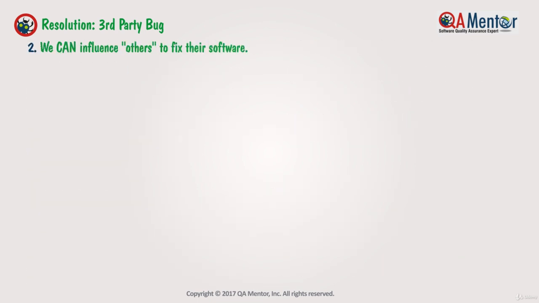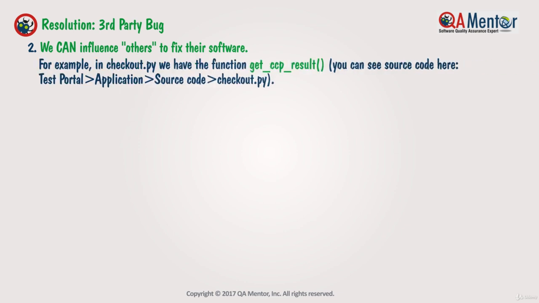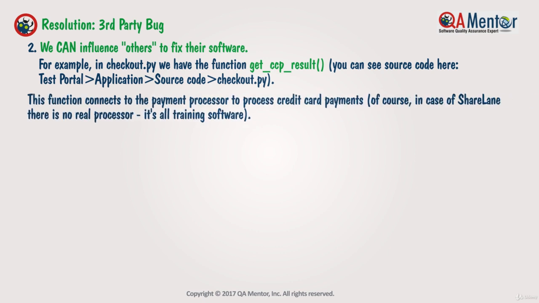Two, we can influence others to fix their software. For example, in checkout.py, we have the function getCCPResult. You can see source code here: Test portal, application, source code, checkout.py. This function connects to the payment processor to process credit card payments. Of course, in the case of ShareLane, there is no real processor, it's all training software.